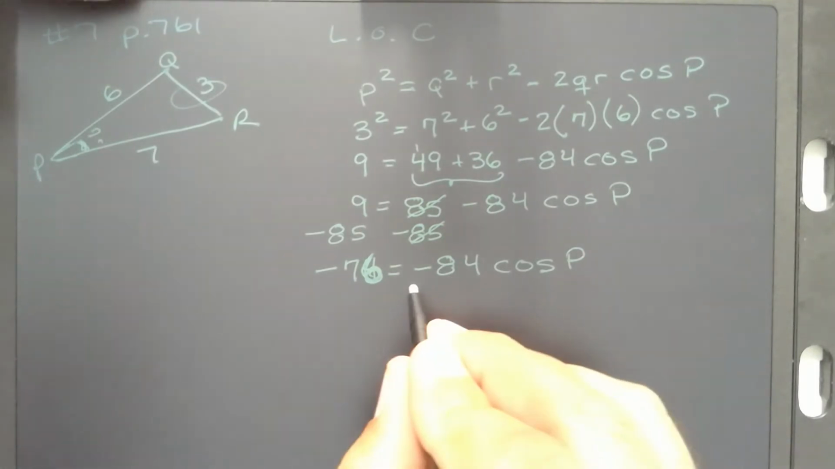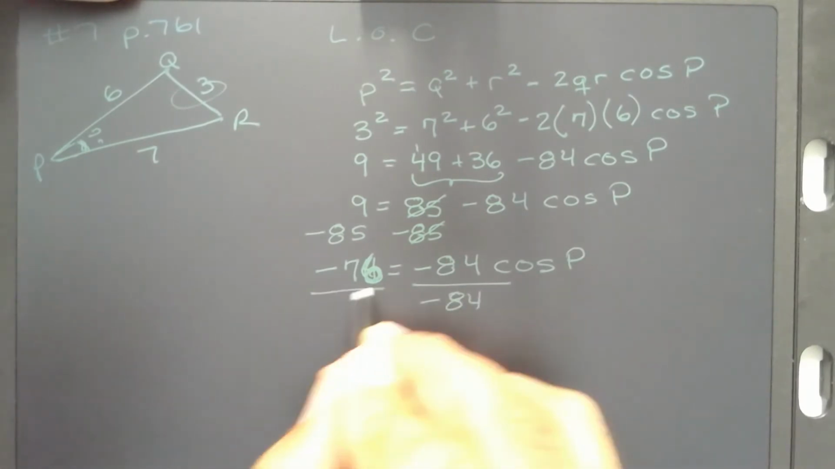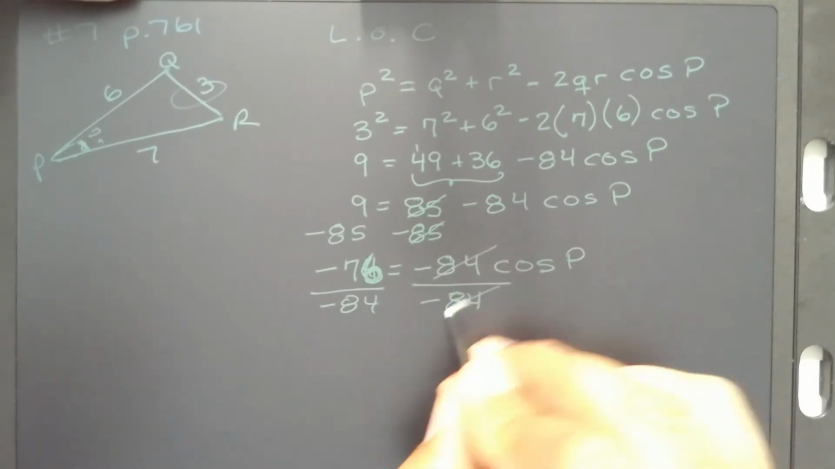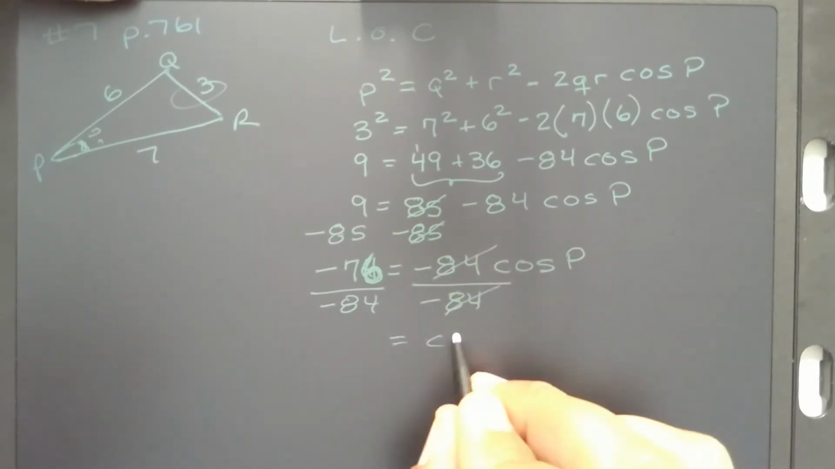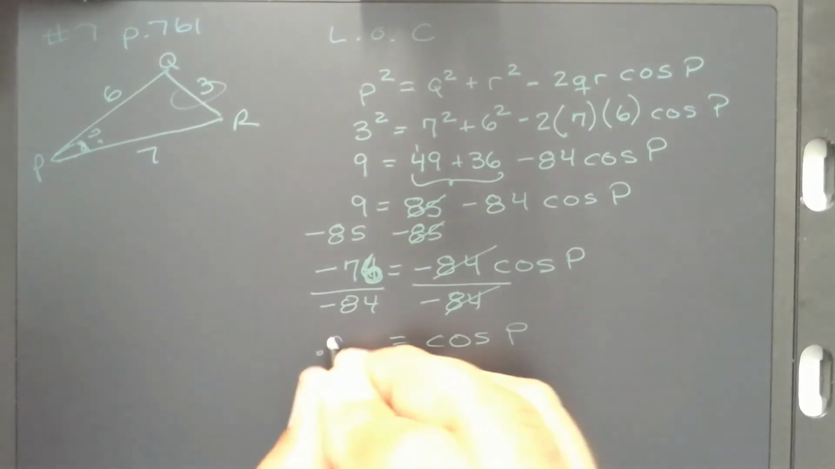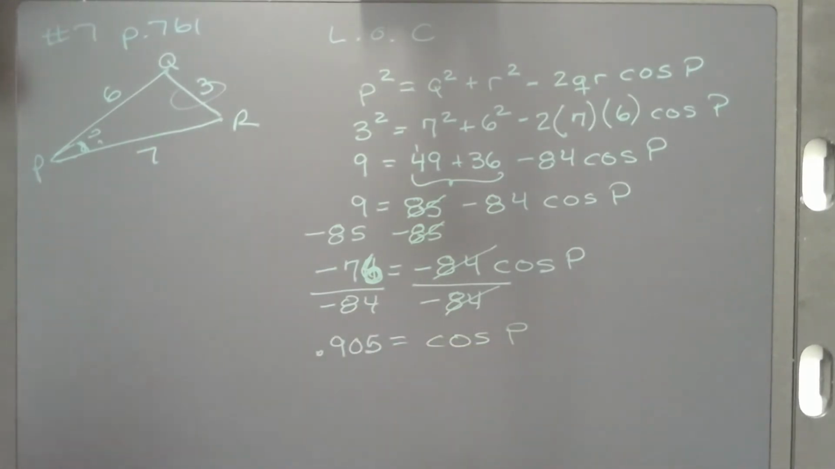The next step, guys, is to go ahead and solve for cosine of P. So we'll divide negative 84 to both sides. This division here will cancel out. So cosine of P is negative 76 divided by negative 84, which gives you 0.905 when we round it.